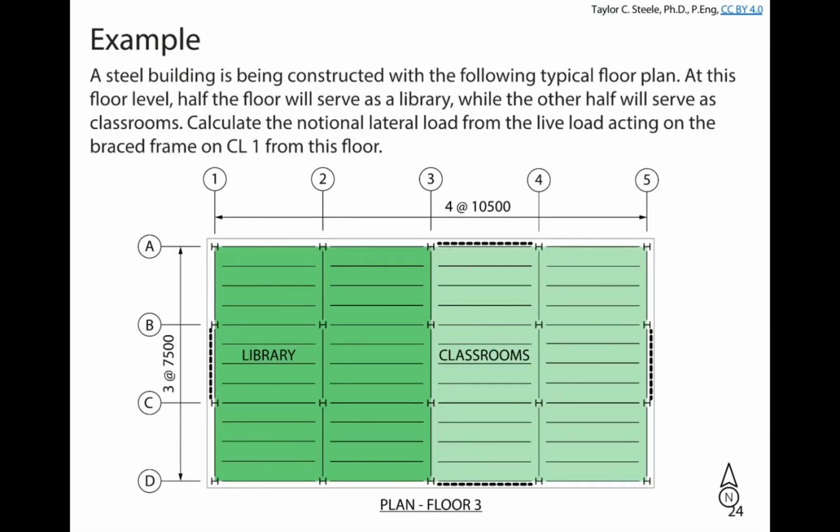I want to calculate the total notional lateral load from the live load acting on the braced frame at column line 1. So not just what is the total notional load at the floor level, but how much of that notional load is acting on the braced frame from this floor level on column line 1. I've got a braced frame on column line 1. What I want is how much force is acting there. And basically that's going to come from a combination of how much notional lateral load comes from the library and how much notional lateral load comes from the classrooms. Does anyone have any questions about what we're doing before we get into the calculations for this?